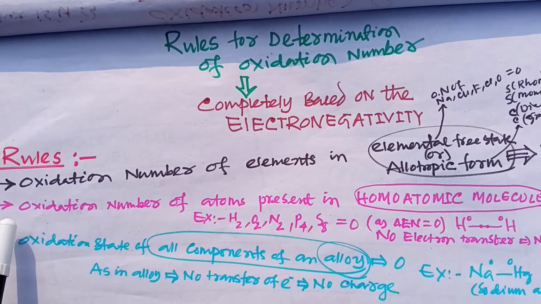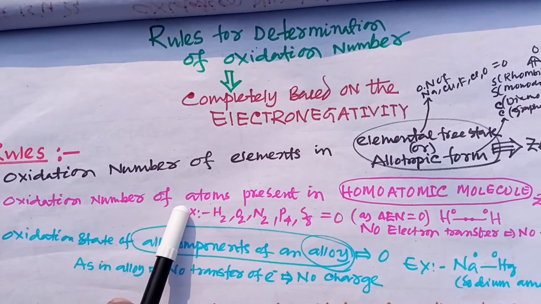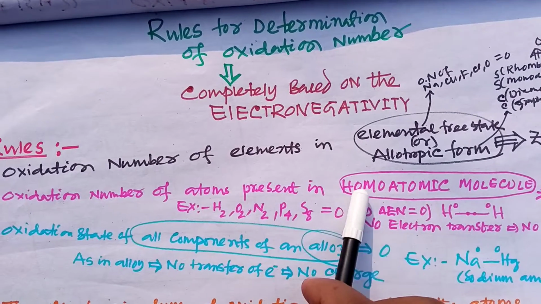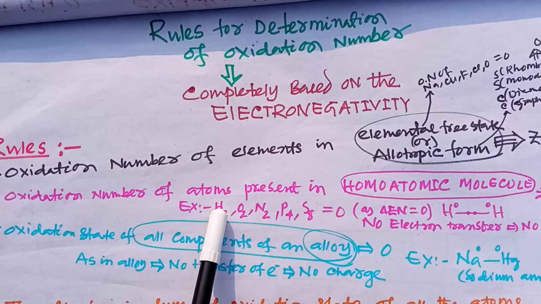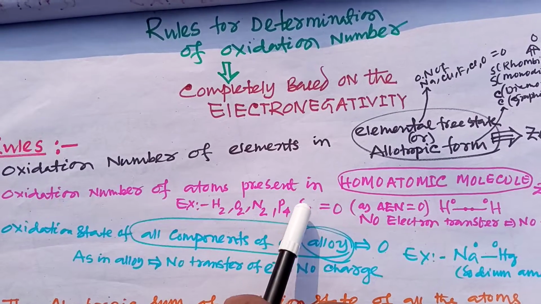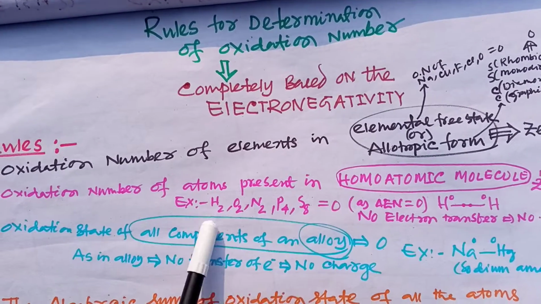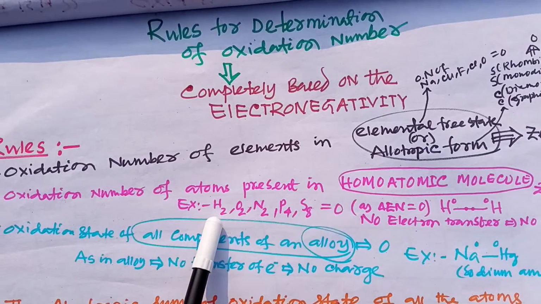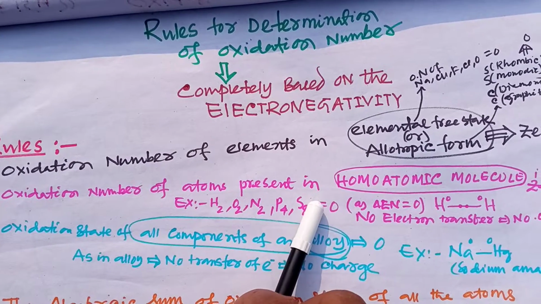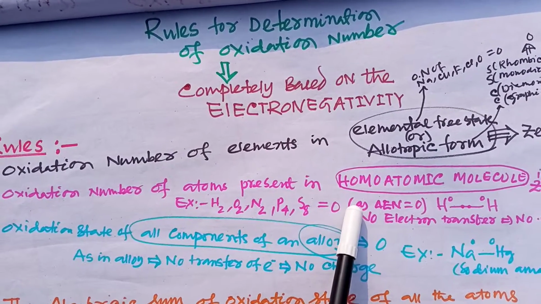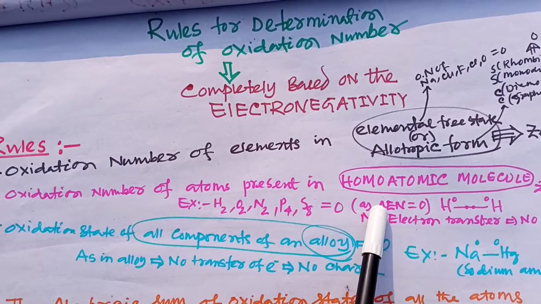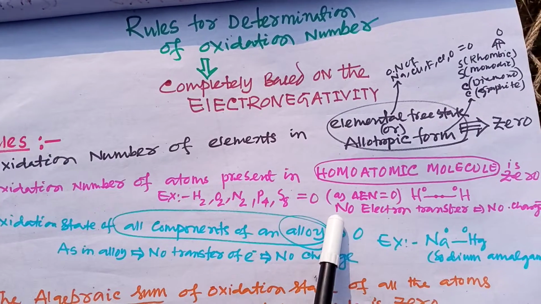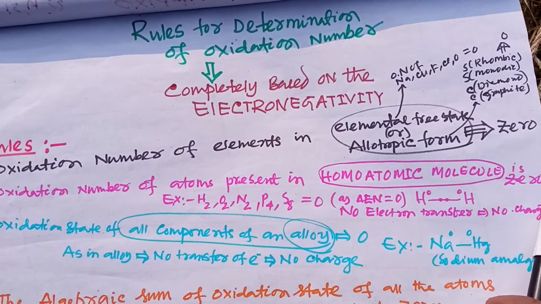Point number 2, the oxidation number of atoms present in a homoatomic molecule is 0. For example, H2, O2, N2, P4, S8 are all homoatomic molecules, and the oxidation number of an atom in a homoatomic molecule is 0 because there is no electronegativity difference. As the electronegativity difference is 0, there is no electron transfer, so there will be no charge.